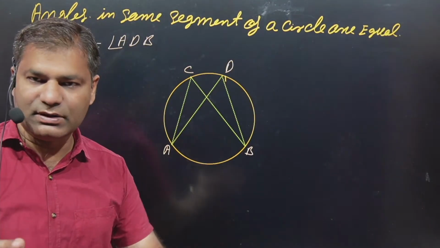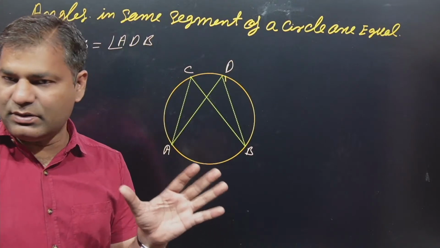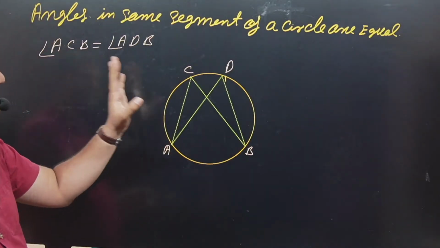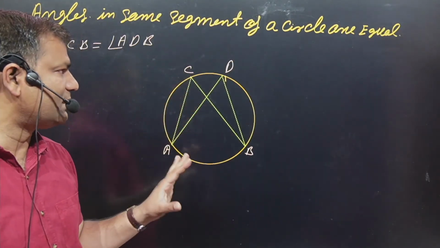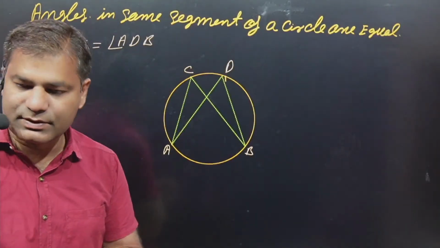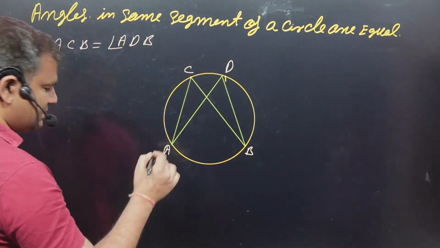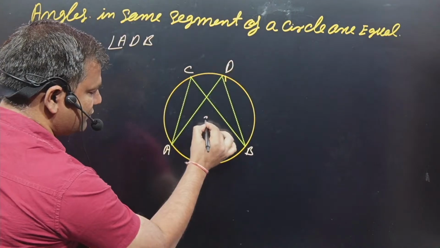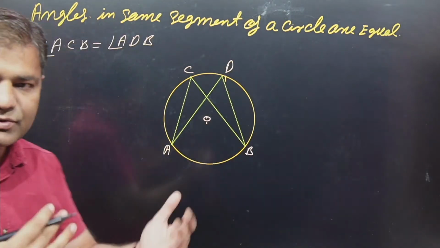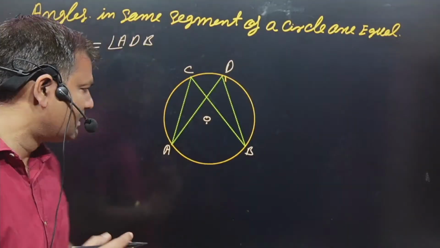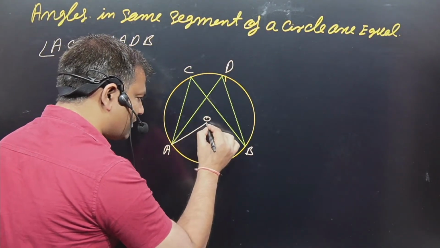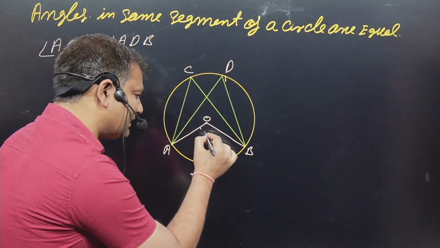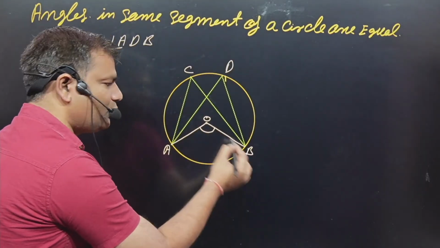So first of all, the theorem says that angles in the same segment of a circle are always equal. So how can we prove it? Look here. Let us consider that point O is the center of the circle. We assume O is the center of the circle, and now I draw a line from here to here. So what about that angle? Suppose that angle is AOB.